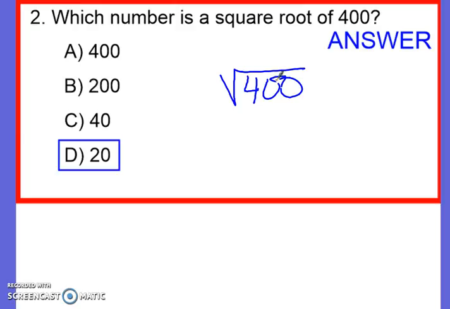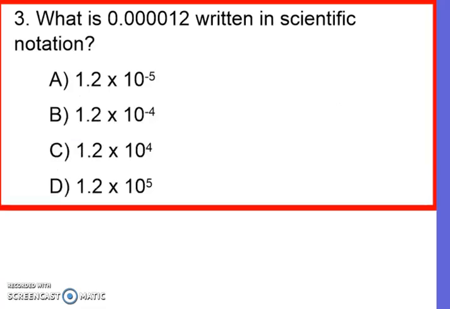So if you take the square root of it and it comes out as a whole number, then you're good to go. So the square root of 400 is 20. And once again, you can use your calculator on that. So that's awesome. Here's number 3. Go ahead and try that one out.